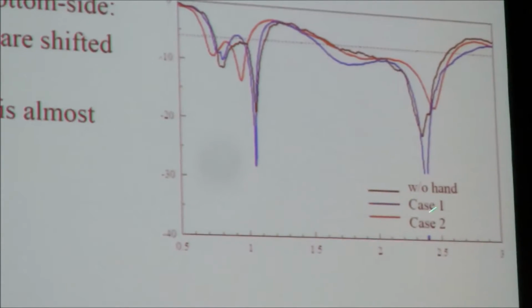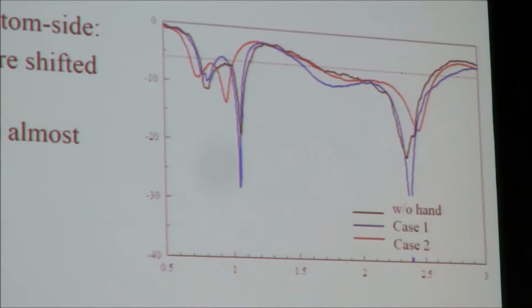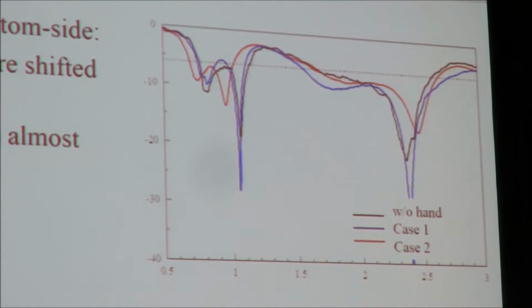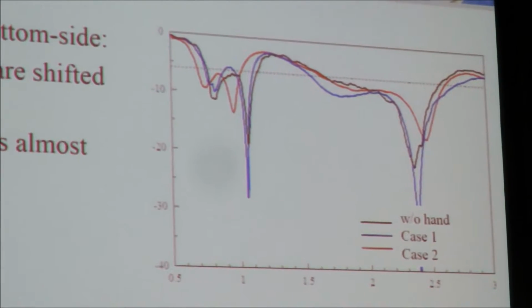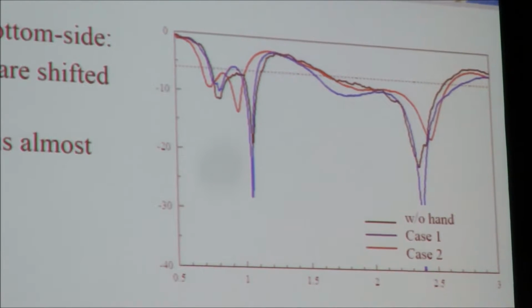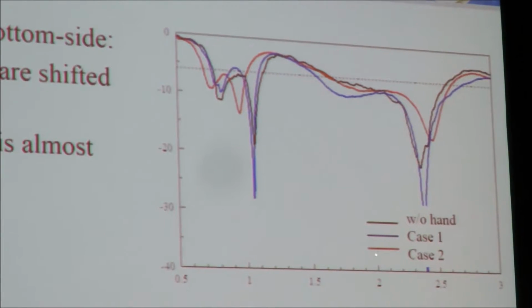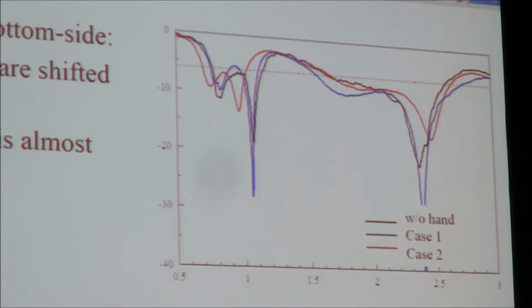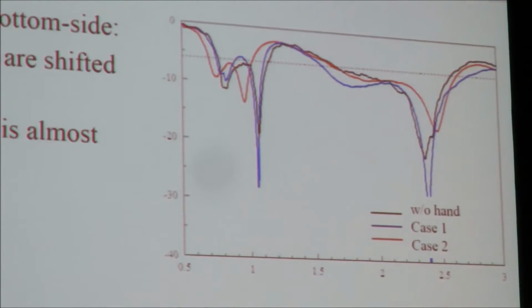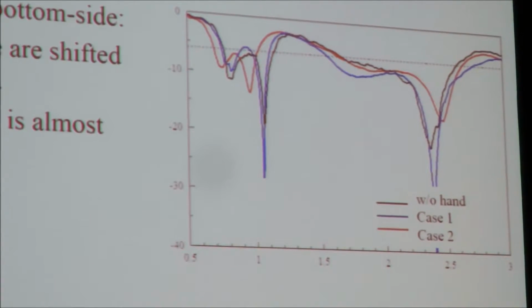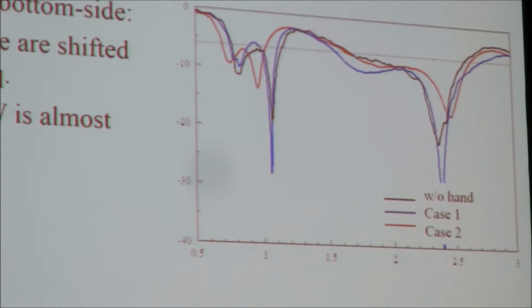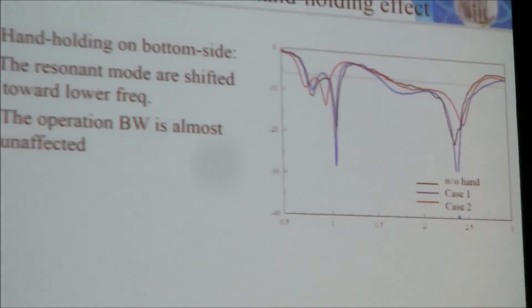Case 1 is the proposed antenna with the hand holding on the top side, which means the hand is close to the antenna. And case 2 is the red line, the proposed antenna with the hand holding on the bottom side, which means the hand is far away from the antenna.